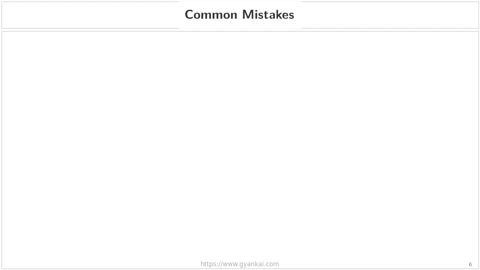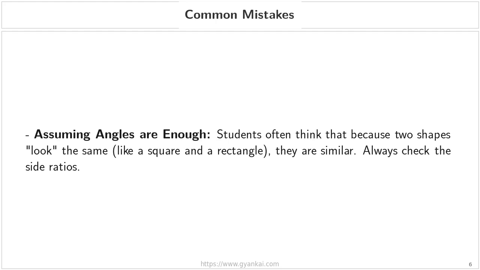Common mistakes. First, be careful not to assume that equal angles are enough to prove similarity. It is very easy to look at two shapes, like a square and a rectangle, and think they are similar because they both have 90-degree angles. However, as we saw in our first case study, if the side ratios don't match, the similarity fails. So, always remember to check those side ratios.